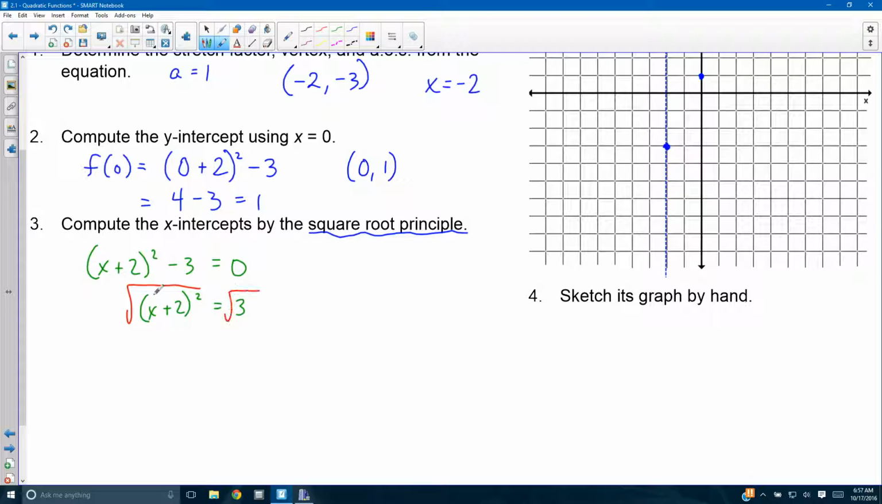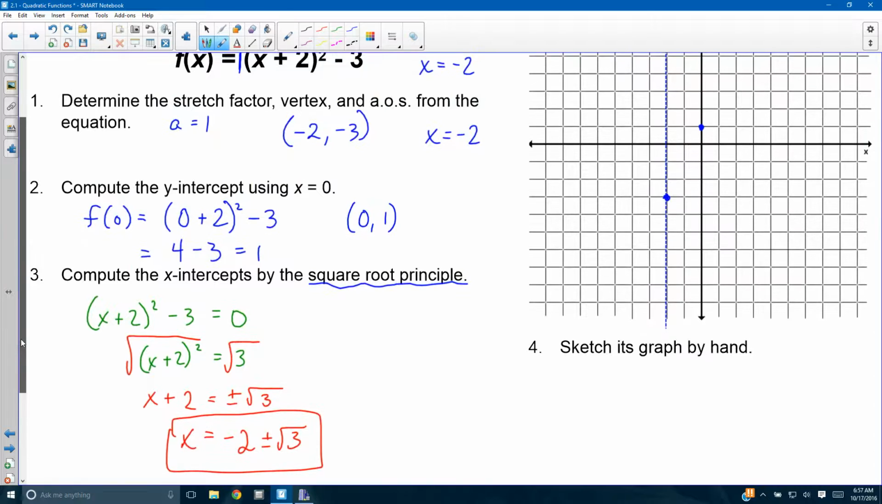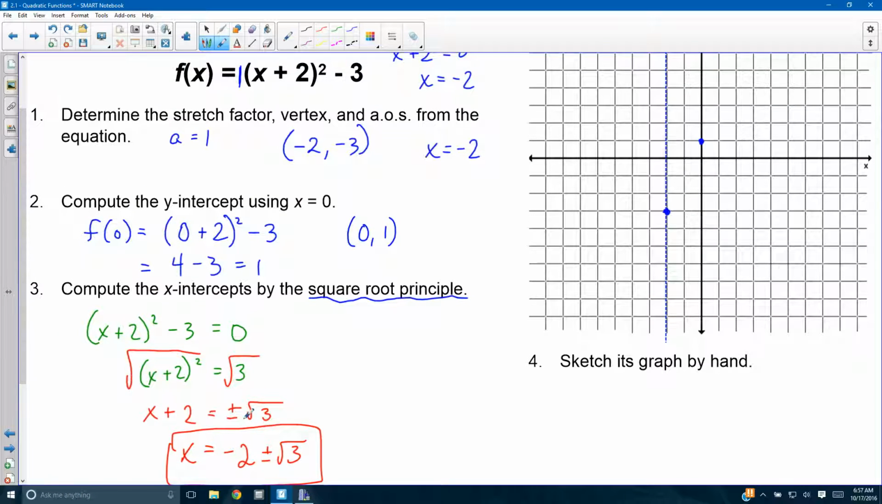I'm taken care of. This is as if I have already done the completing the square process, which is, by the way, something we're about to look into later in this show. So this will be plus or minus square root of 3 for reasons mentioned in previous videos. If I subtract 2 from both sides, I'll get -2 plus or minus the square root of 3. Now those are two separate values for x-intercepts, and I'm going to go ahead and compute them as best as possible for you right now.